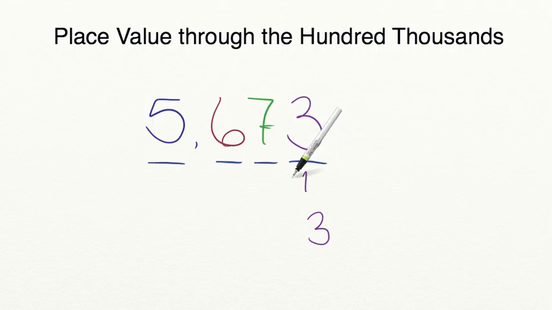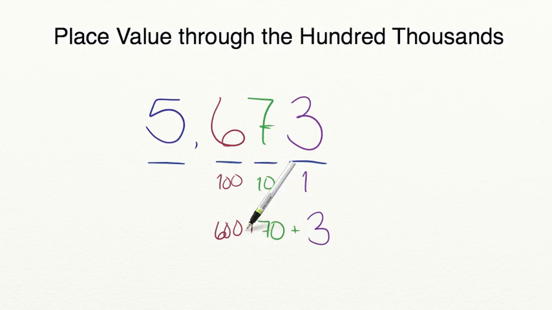The number 7 is in the tens place. That means we have 10 sevens. So 10 times 7 equals 70. Which means that this number has a value of 70. The 6 is in the hundreds place. So this means that this number has a value of 6 hundreds. 6 times 100 equals 600.